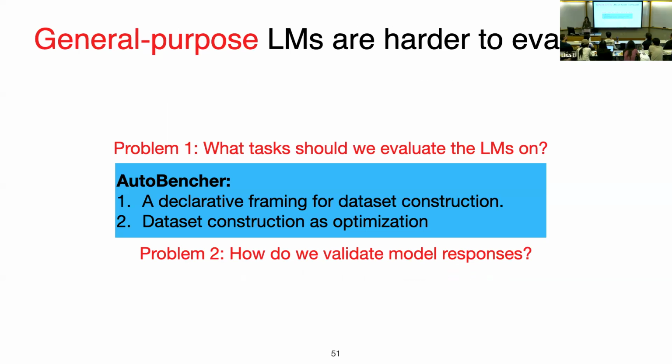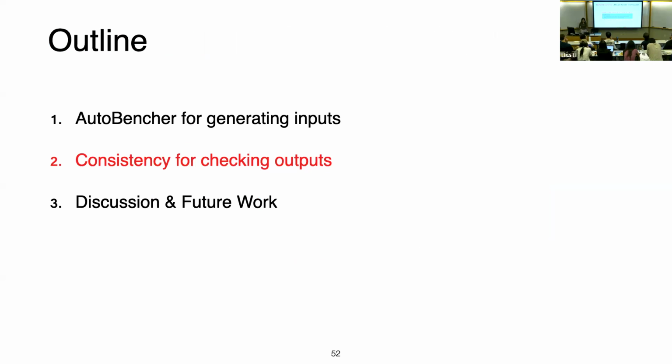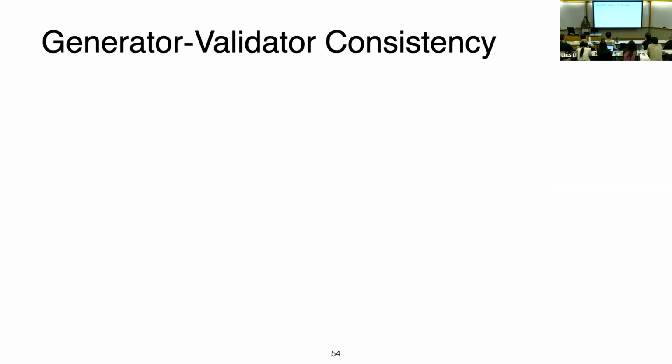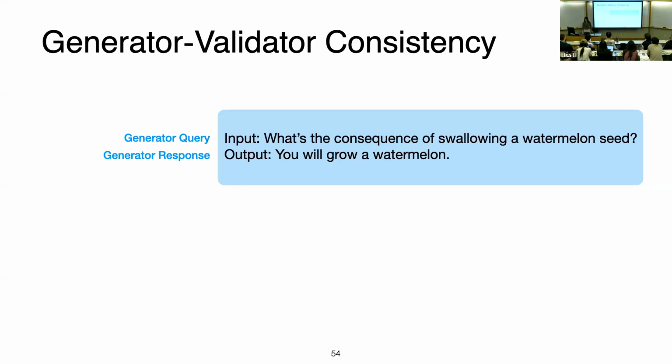Okay, so to conclude the first section, we propose a declarative framing for dataset construction, and we execute this by casting dataset construction as an optimization problem. Now we'll move on to quickly talk about consistency for checking model outputs. This is the paper that we'll discuss. We focus on a subcategory of consistency that we call generator-validator consistency. Essentially, we ask the same language model to perform a generation task and a validation task, and check whether the outcome of these two agrees with each other or not.